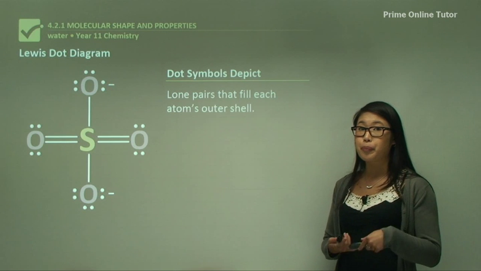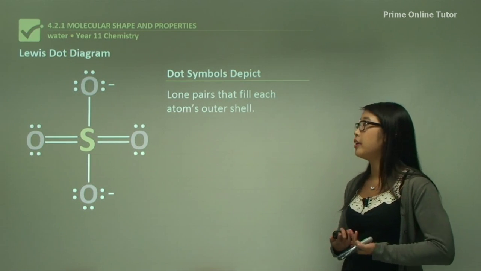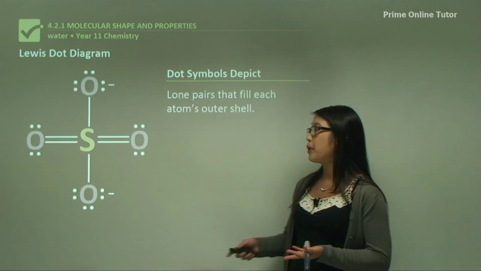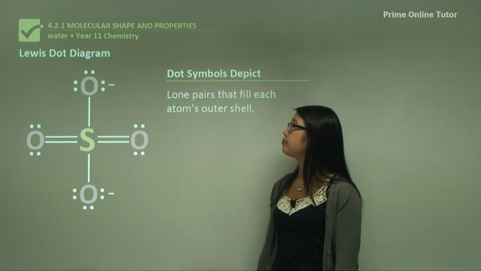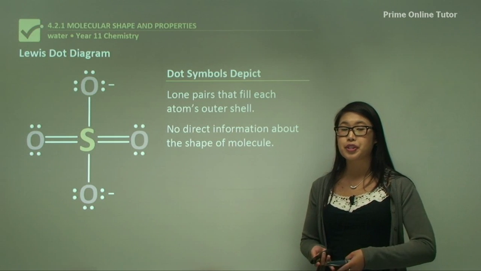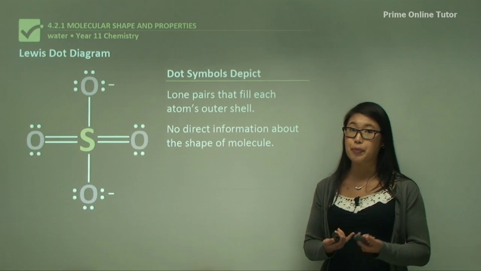Also, they show the lone pairs. Lone pairs are ones which aren't involved in bonding, and they fill up the outermost shell of an atom. Lone pairs are shown here and here. But Lewis dot diagrams, even though they show us so much information, don't give us any information about the shape of the molecule.